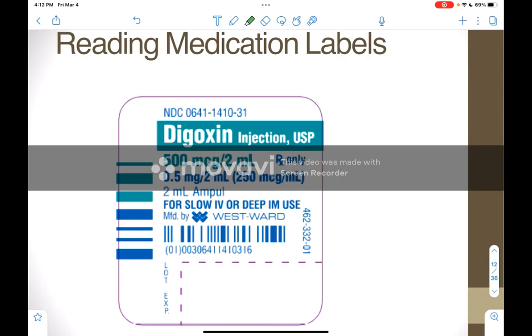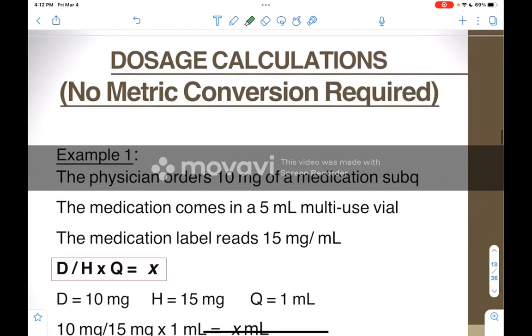Okay, digoxin, there's 500 micrograms per 2 mLs. And this is nice because they actually converted it to milligrams for you already. But the way we would do that is just divide by 1,000. But it's 0.5 milligrams in 2 milliliters. And this is a single ampule with 2 milliliters in it.